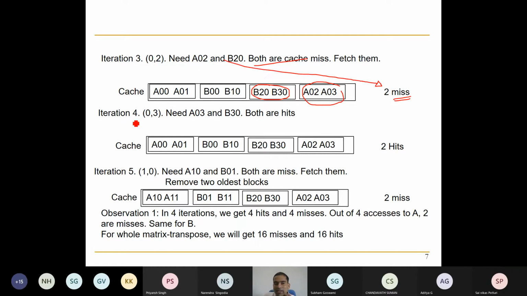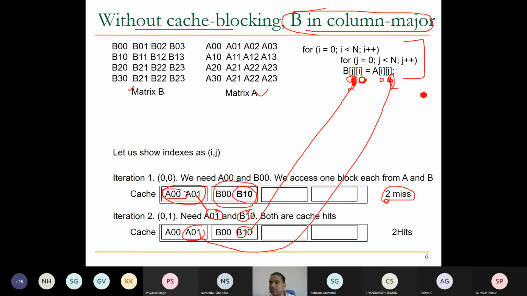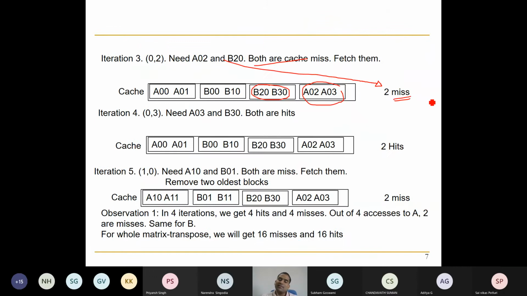Now finally, I have iteration number 4. The value of j has reached 3, so I need 0,3, and here for B, I need 3,0. Can anybody tell me whether they are already available in the cache or do we need to fetch them? See here, whether A03 is there or not. Yes, sir. And B30, is it there? Yes. Both are there, so they will both lead to hits. So here I have 2 hits.